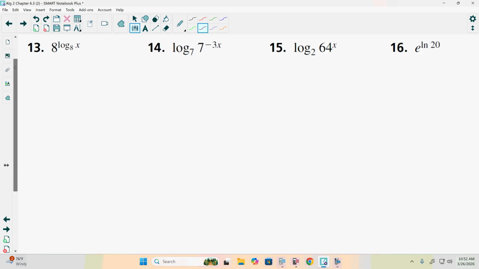Number 13, 8 to the log base 8 of x. Well, these are the same, so this would reduce to x, because it reduces to what's inside the log. When we have a number to a power of a log, whose base is the same as that number, we just have whatever's inside the log left over. They reduce out.